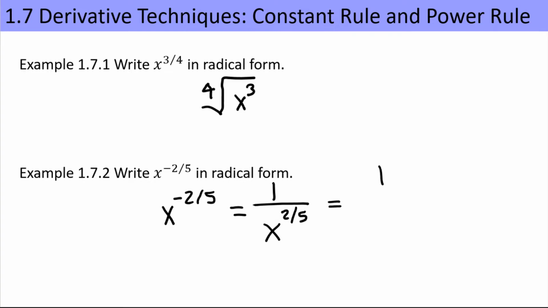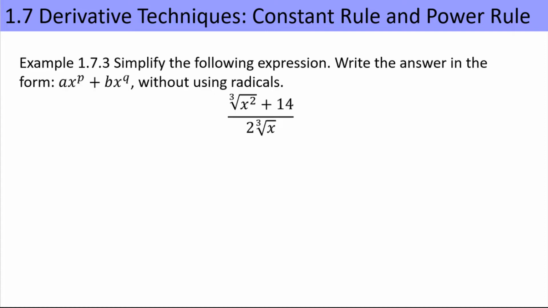And then we'll express the rational exponent in radical form, so it'll be 1 divided by the 5th root of x squared. Example 1.7.3. Simplify the following expression. Write the answer in the form a times x to the p plus b times x to the q without using radicals. The expression is, in the numerator, the cube root of x squared plus 14 divided by, in the denominator, 2 times the cube root of x.